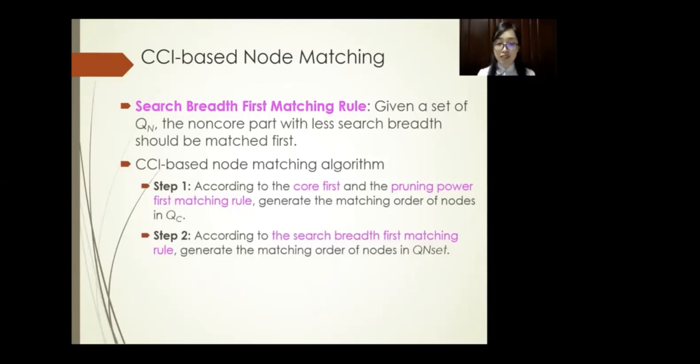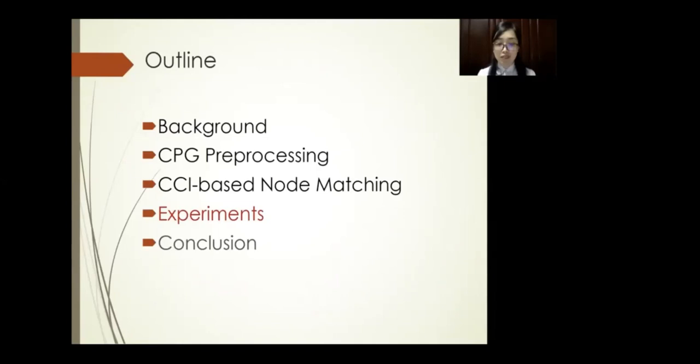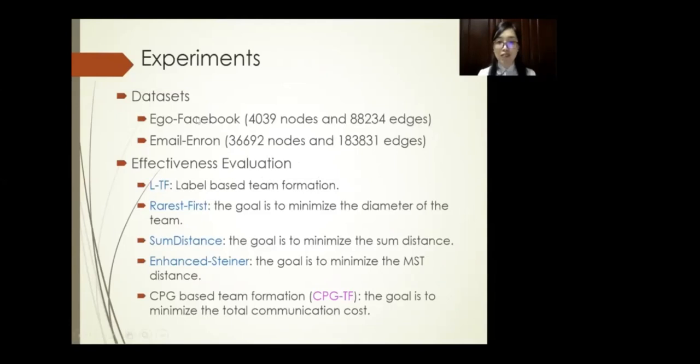Now let's see our experimental results. We use two real-world social graphs, Ego Facebook and Email Aaron. First, we evaluate the quality of the teams produced by the following different algorithms. They consider different factors such as label, diameter, the sum distance, and the MST distance. Our method is CPG-based team formation called CPGTF.